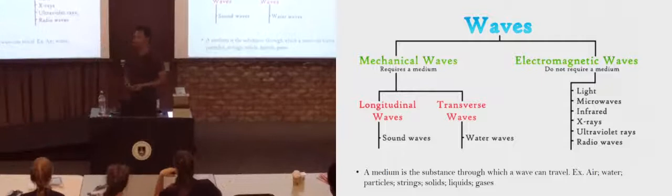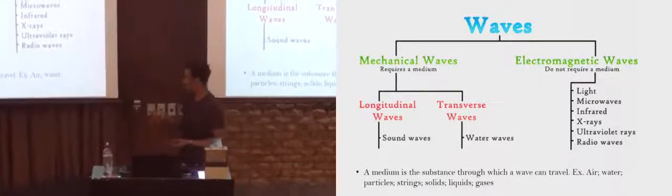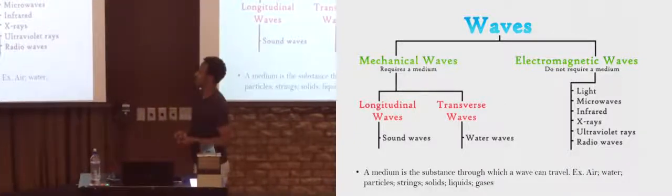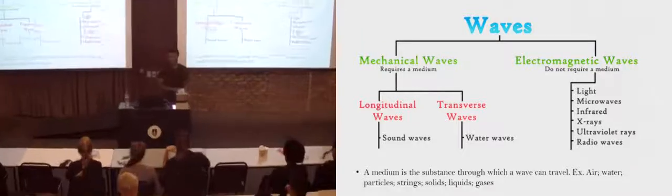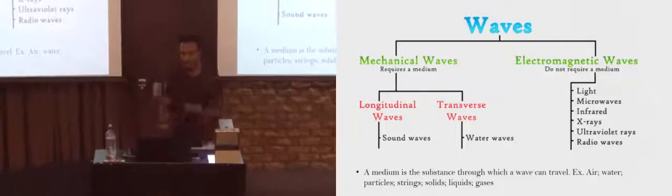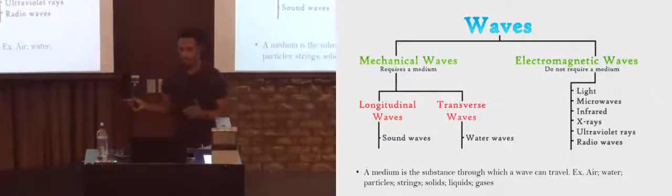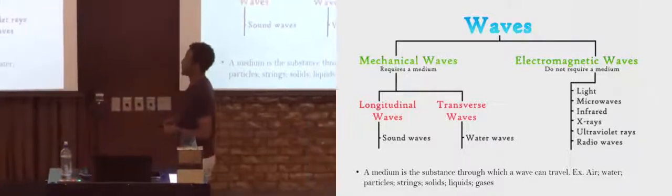All of this can be considered as a medium for a wave. Other examples of waves are electromagnetic waves. These electromagnetic waves propagate through vacuum without requiring any medium. They consist of two kinds of waves: electrical waves and magnetic waves. That's why they are called electromagnetic waves.